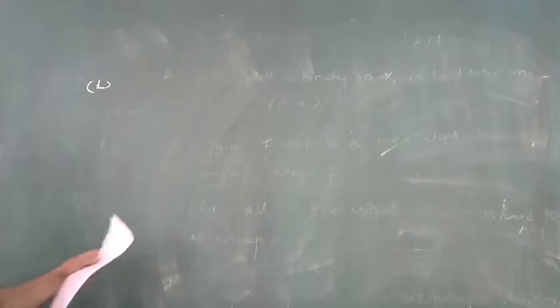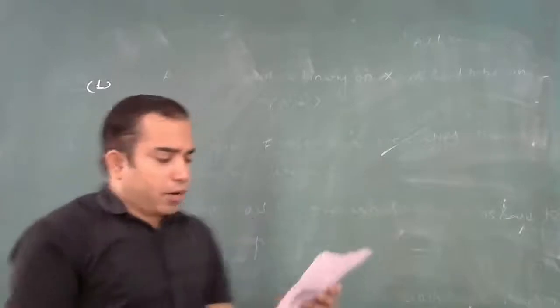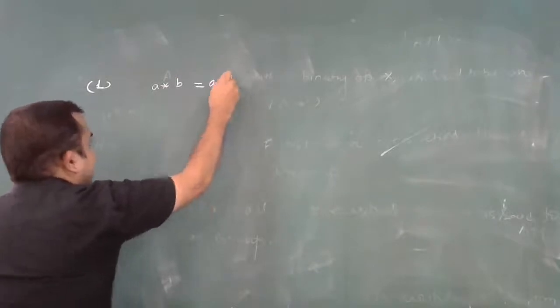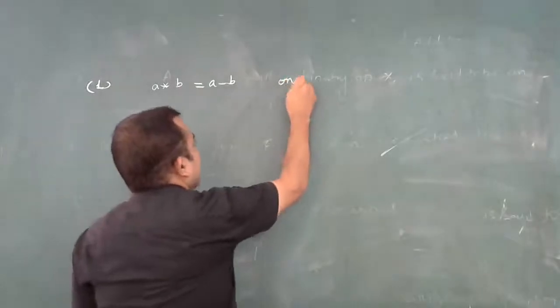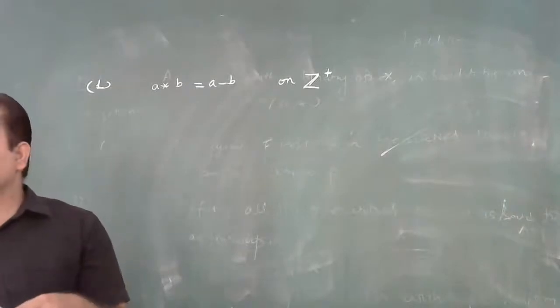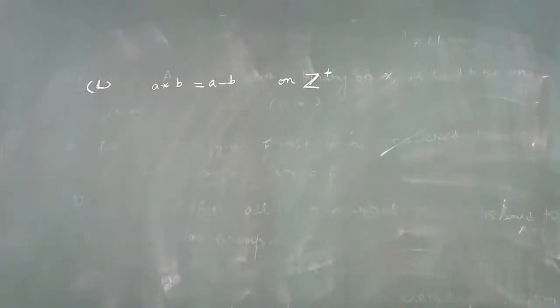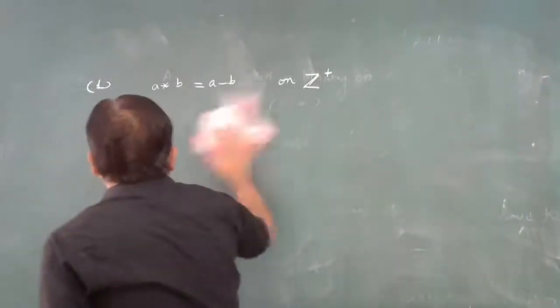The first question says, determine whether or not each of the definitions of star given below is a binary operation. For example, A star B is equal to A minus B, and the set is important. What is the set? On Z plus. Can you see the plus sign? Yes, it is. Positive integers are being talked about. Positive integers means naturals, isn't it? So, what do you say?